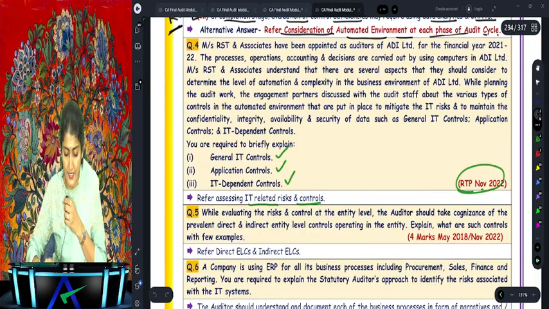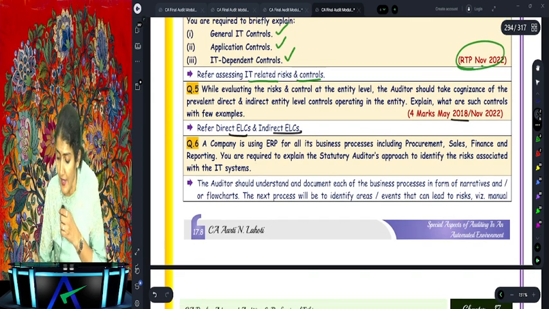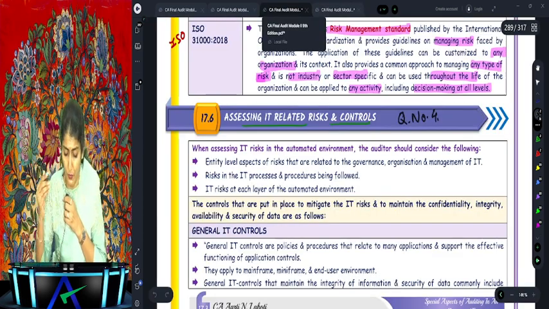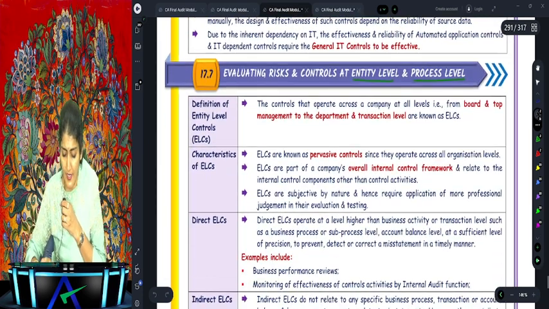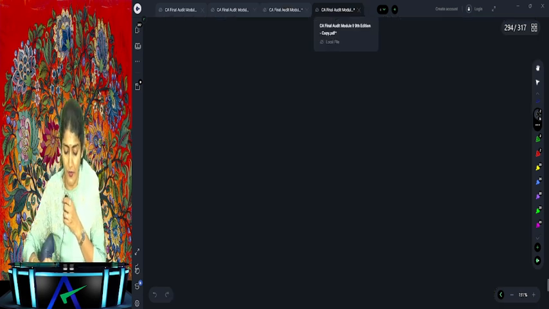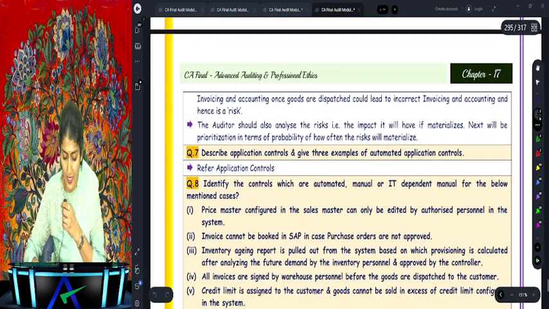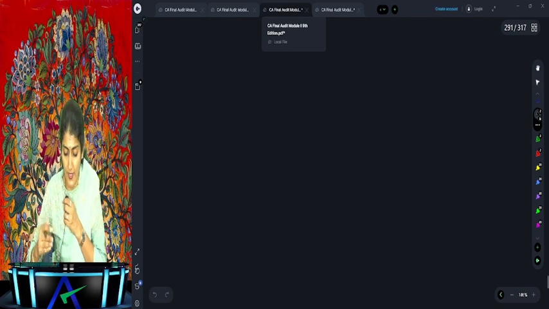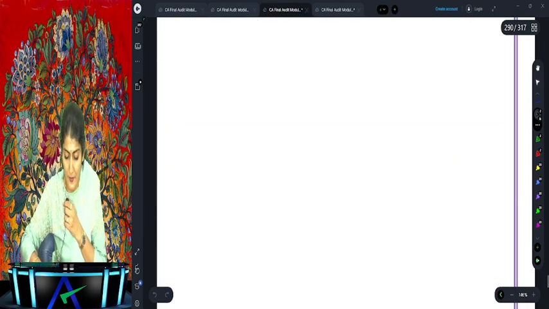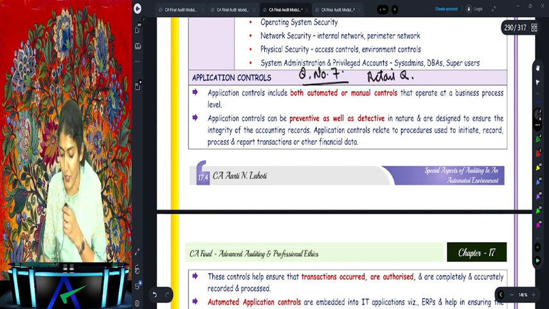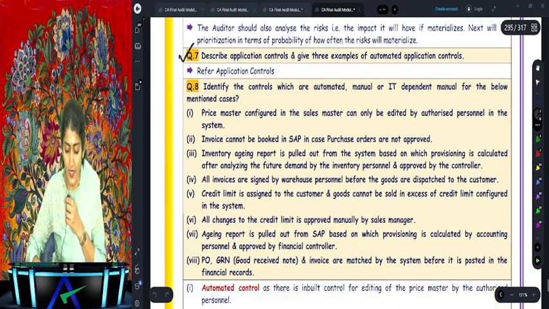Then after the general IT controls, you have the direct ELCs and the indirect ELCs, asked two times in the exams, May 2018 and also November 2022. That is question number 5. And then apart from that, we have a specific question regarding the application controls. Question number 7: in the general IT controls, we have a specific question which is only regarding the application controls. So it's a specific question being asked. Instead of asking you all the controls, the question is only regarding the application controls.